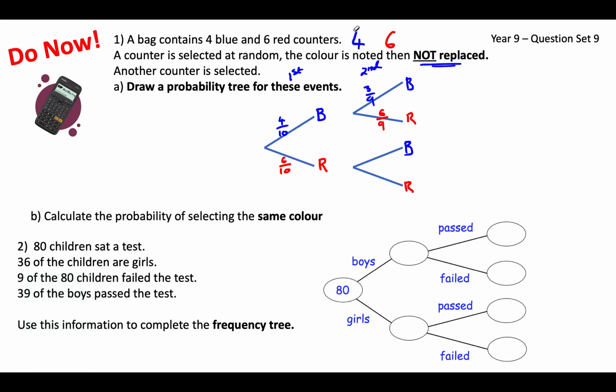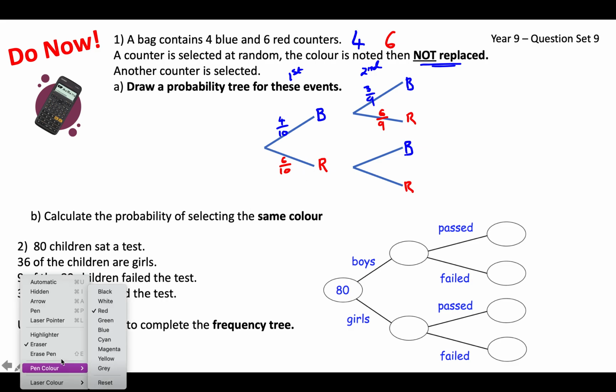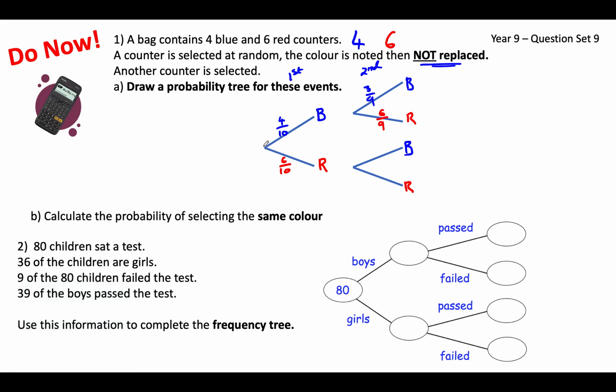Let's reset things and imagine that, well, that didn't happen. What actually happened was that, let's go red, actually, I came down this branch. Let's say the first time I selected a red. Well, in that case, there would be 1 less red. There's now 5 reds. And I'm onto these set of branches for my second counter I'm going to pick out. So if I picked out a red the first time, probability of getting a second red would be 5, because there are now 5 red counters out of a total of 9 again, because I've picked a counter out. There's now only 9 in there because they were not replaced.